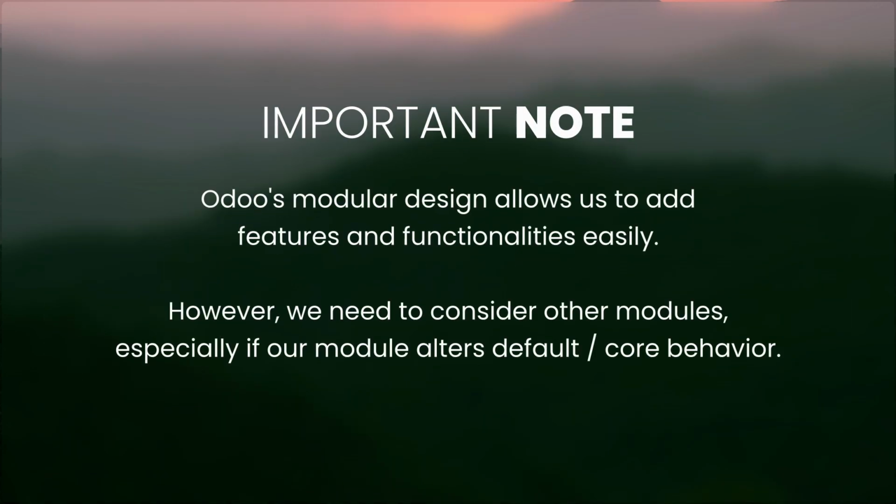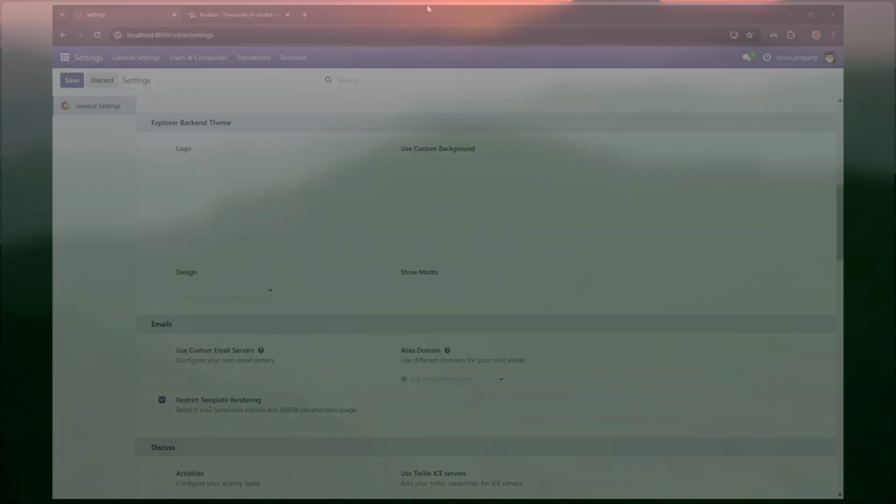Before wrapping up this video, I'd like to mention an important note about customizing Odoo. Odoo's modular design allows us to add features and functionalities easily. However, we should remember that we need to consider other modules, especially if our module alters default behavior. This means performing integration tests with other modules to ensure compatibility. For example, if you're using the website module, our custom login module might not work as expected.